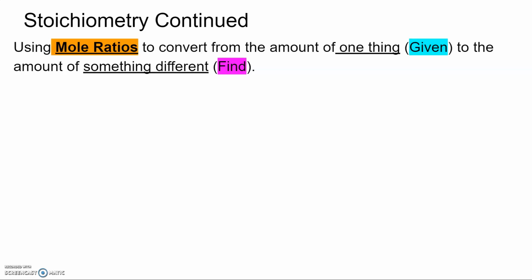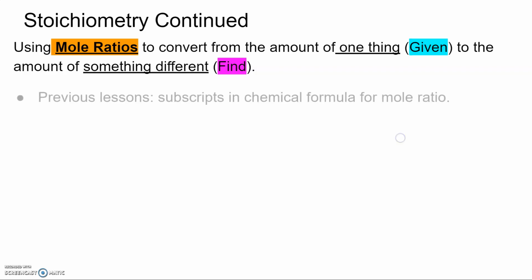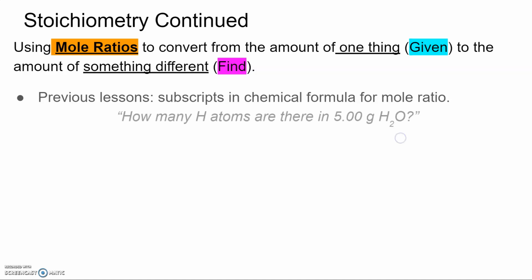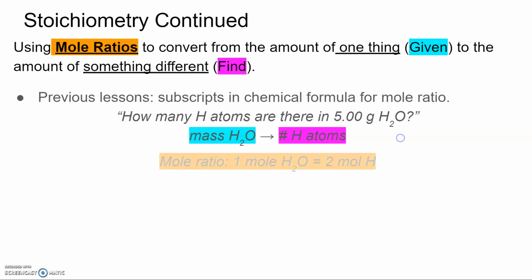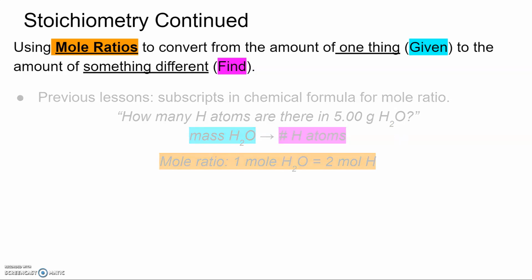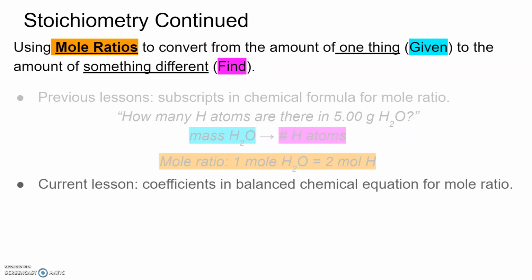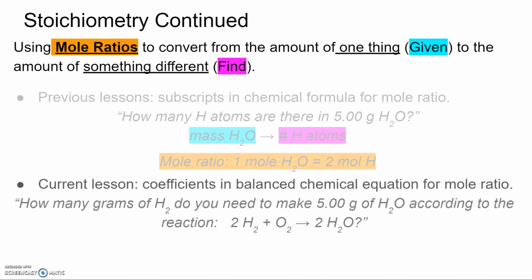So as you know, we've been studying stoichiometry in this unit, and stoichiometry involves using mole ratios to convert from the amount of one thing to the amount of something different. And when we first started this unit, we used the subscripts in a chemical formula for the mole ratios to solve problems like you see here. Now what we've started doing more recently is using coefficients in the balanced chemical equation as our mole ratios to solve problems like you see here.